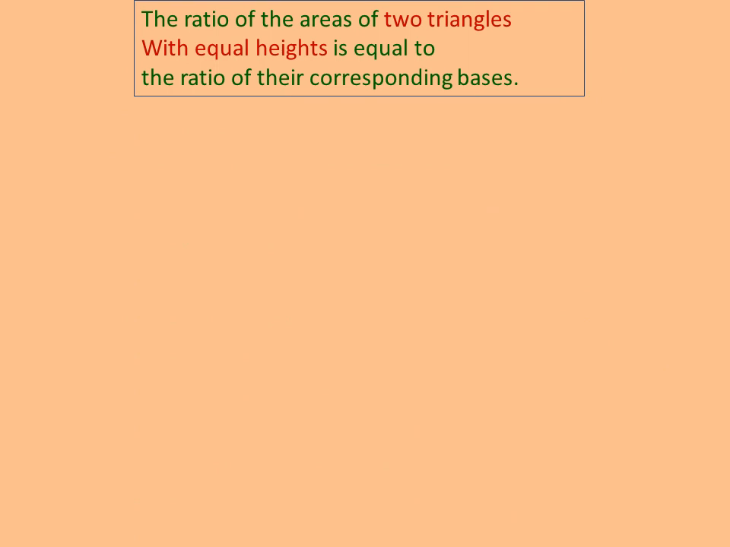So the first condition: when the two triangles have equal heights, then the ratio of the areas of the two triangles is equal to the ratio of their corresponding bases. So H1 equals H2, and if A1 and A2 are the areas of the two triangles, then A1 upon A2 equals B1 upon B2, where B1 and B2 are the corresponding bases of the two triangles. So let us see the condition now.